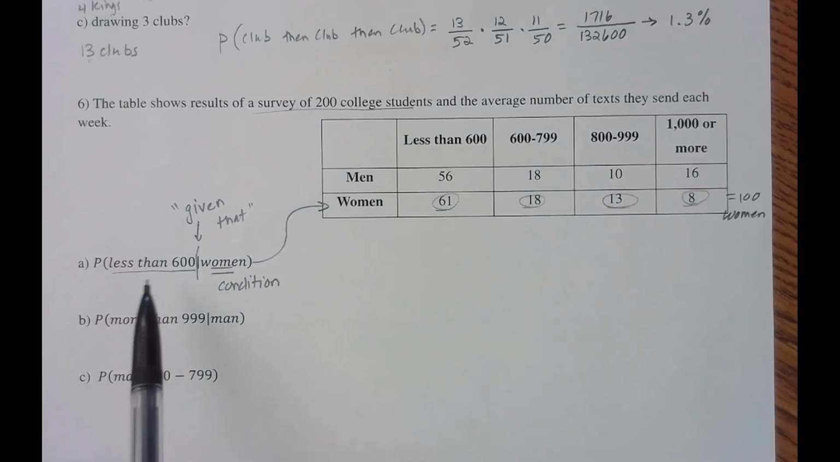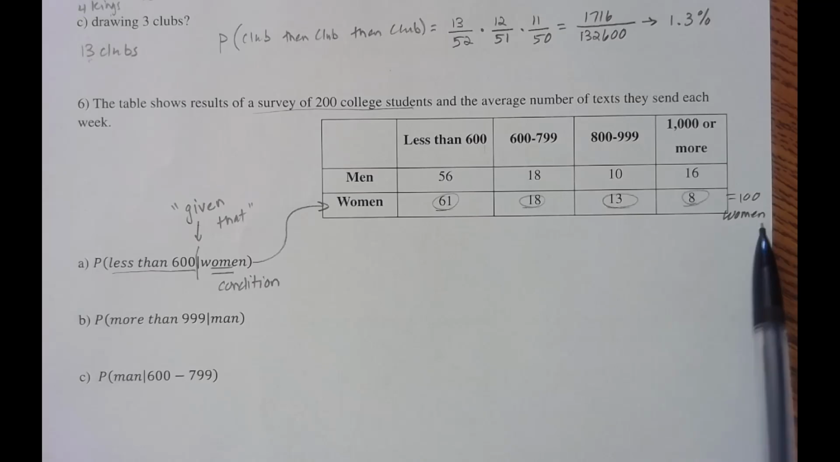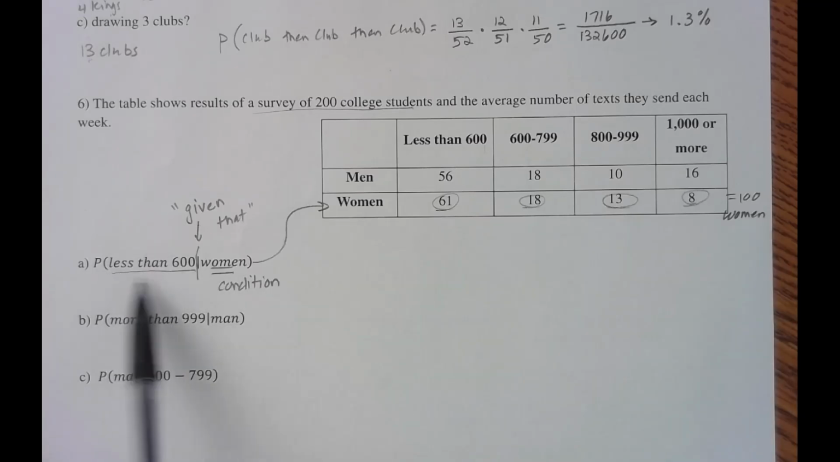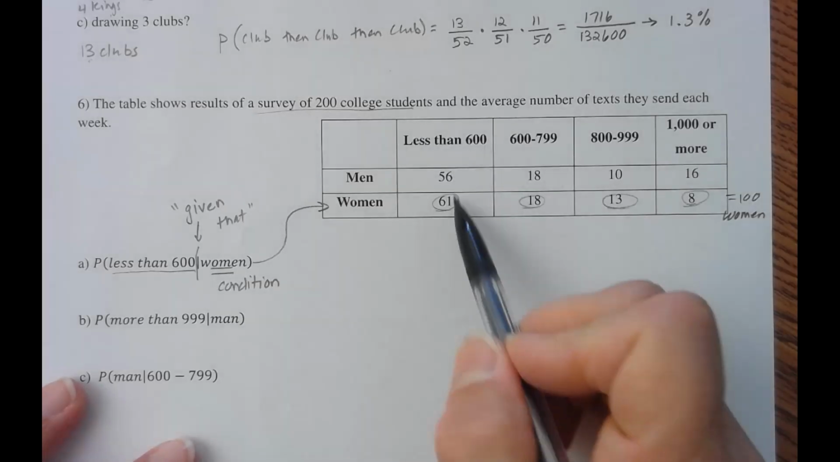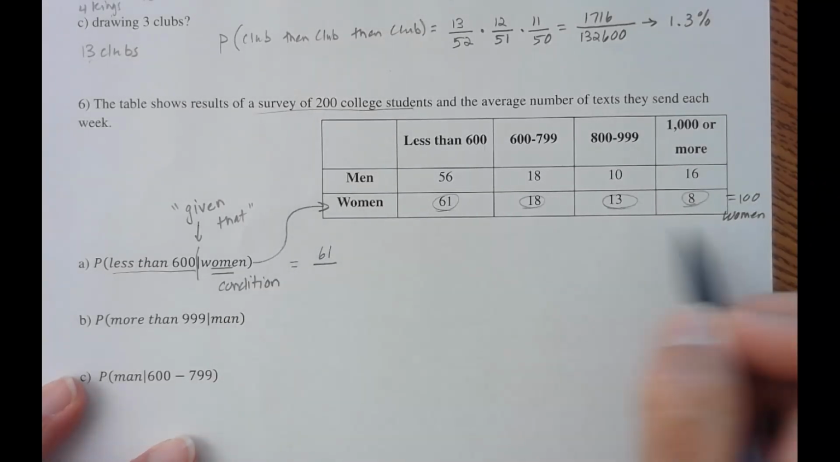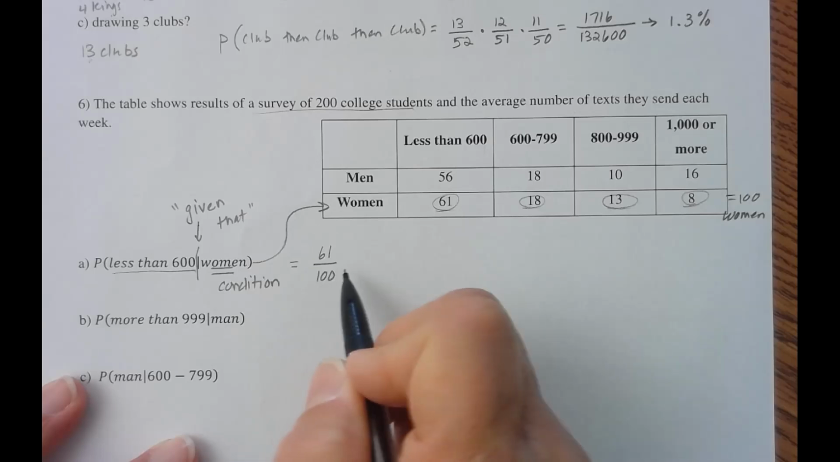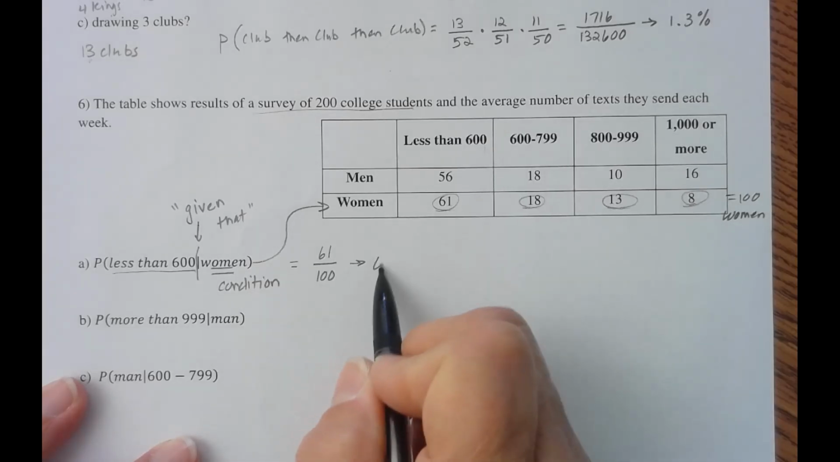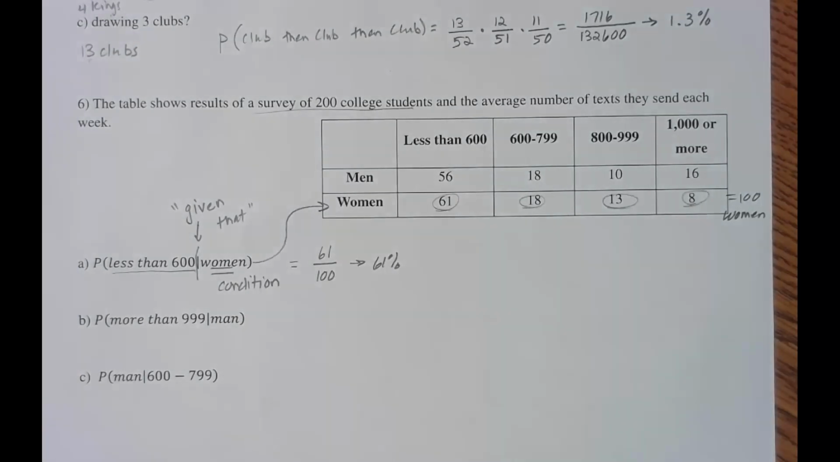So I'm going to find the probability that of these 100 women, they text less than 600 texts a week. Okay, less than 600 is right here. So that would be 61 out of 100. Now this is 61%. So the probability I will randomly select a woman who texts less than 600 times a week is 61%.